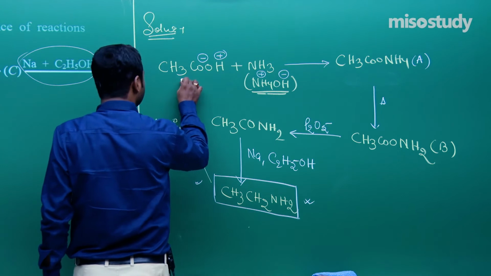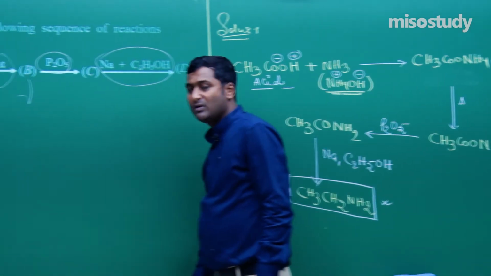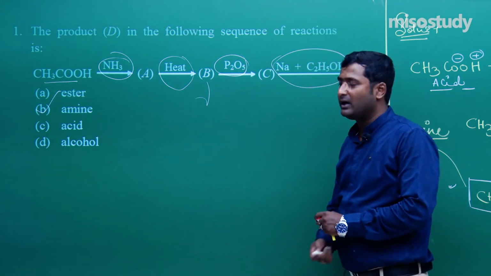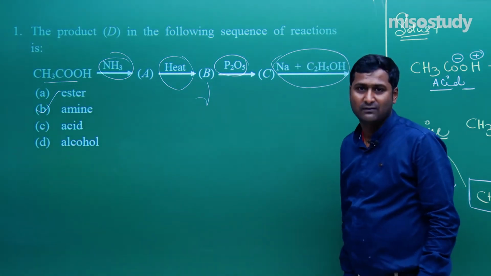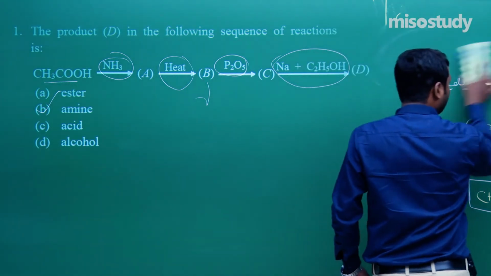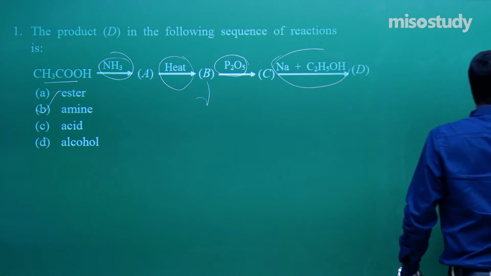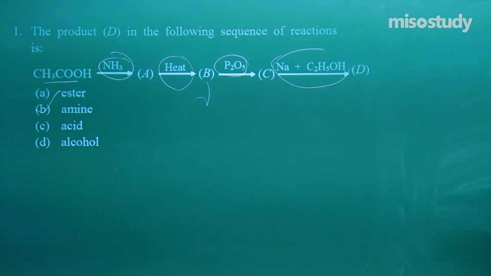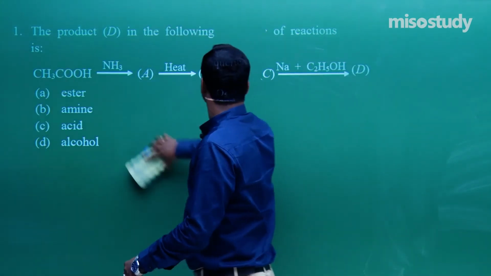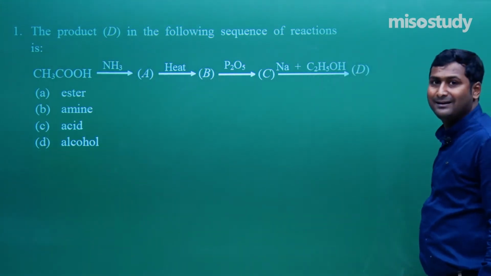Clear? Now how to start? We start from acid and we got amine. So in this case, we can say the product is amine. So for question number 1, B is the correct option. Clear friends? Now I am going to rub this part and we'll discuss the next one. Wait for a moment. Let's move to the next question.